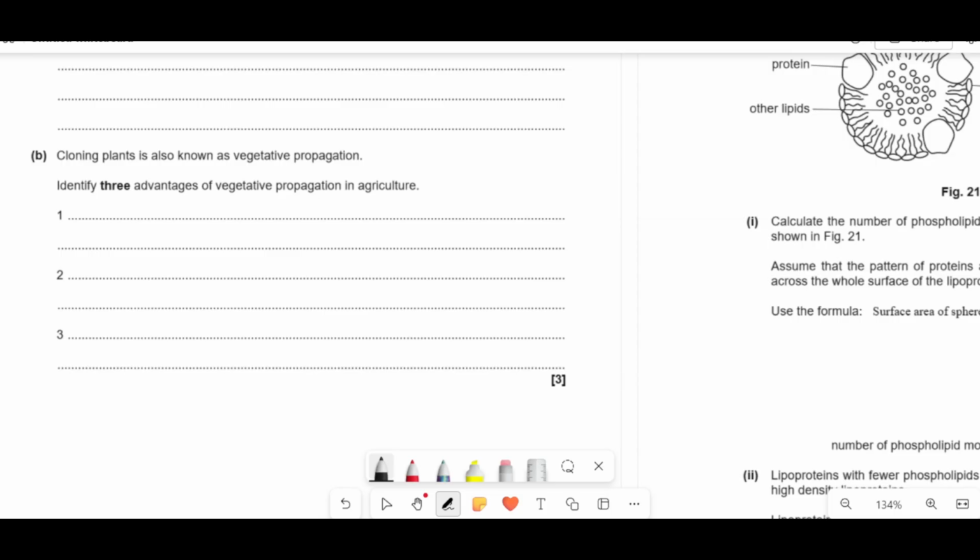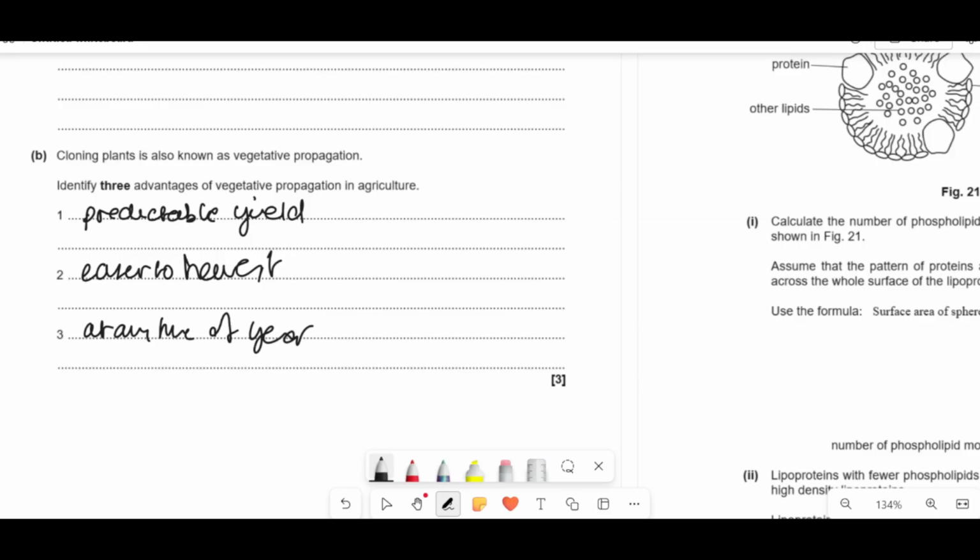So now it says, cloning plants is also known as vegetative propagation. Identify 3 advantages of vegetative propagation in agriculture. One thing that's useful is that you have predictable yields. Like if you're growing your prized yam, then if you keep growing it the same, you'll always be fine. It's also easier to harvest. You'll have more reliable income in that sense as well. You can do it at any time of year as well.